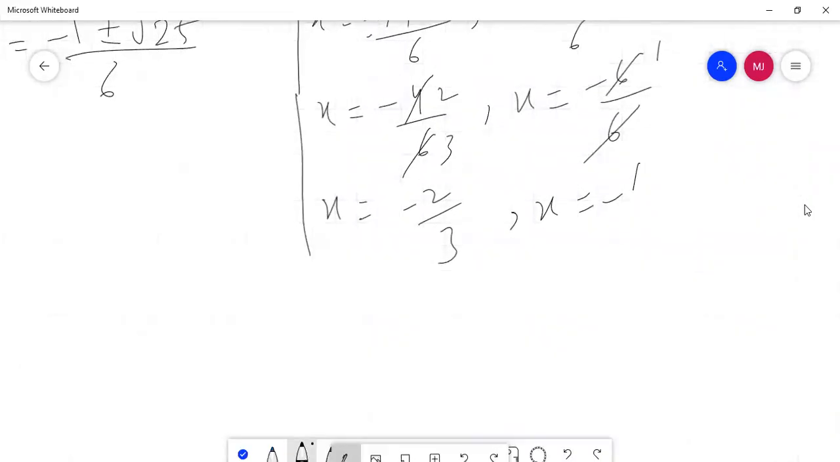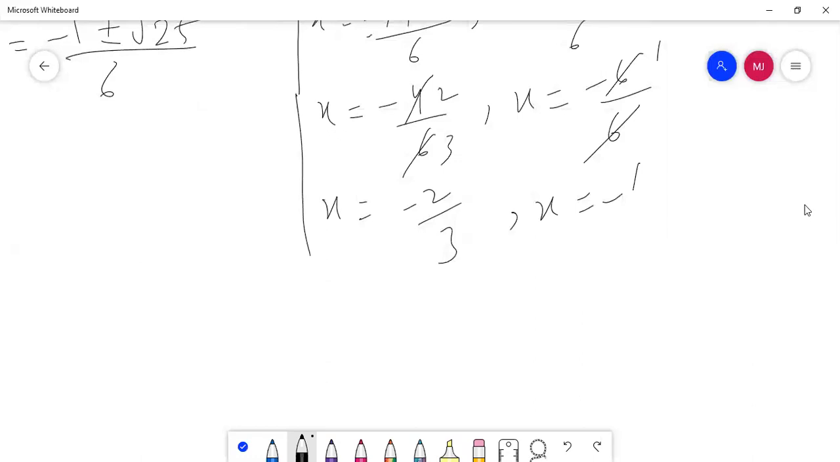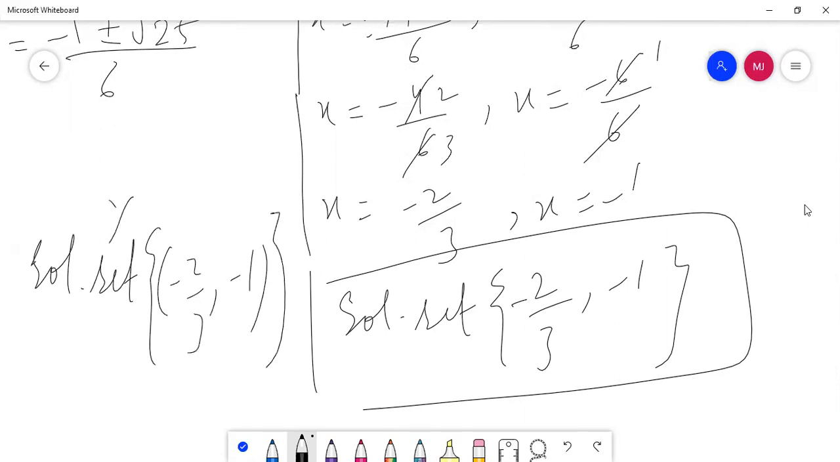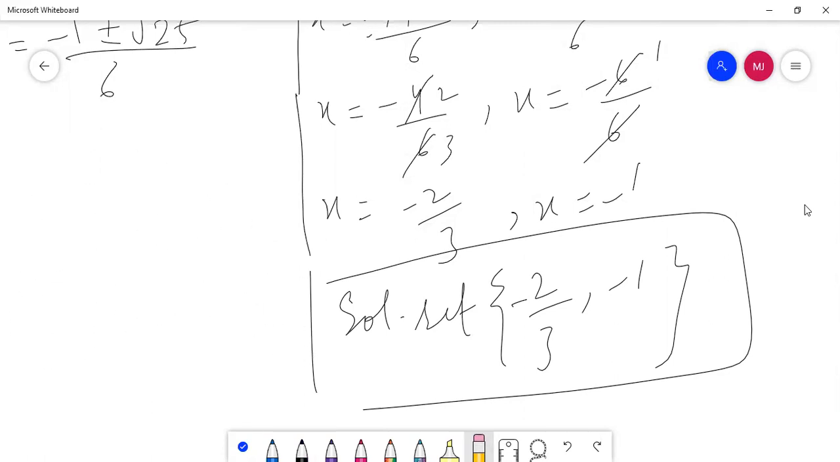So I have found my roots of the equation, and I can write them in solution set. And what are my roots? Minus 2 upon 3, minus 1. That is my answer. Please don't write the solution set like this, minus 2 upon 3 minus 1. That is completely wrong. Just don't do this. Write values of x in set form and don't put any bracket or parenthesis.